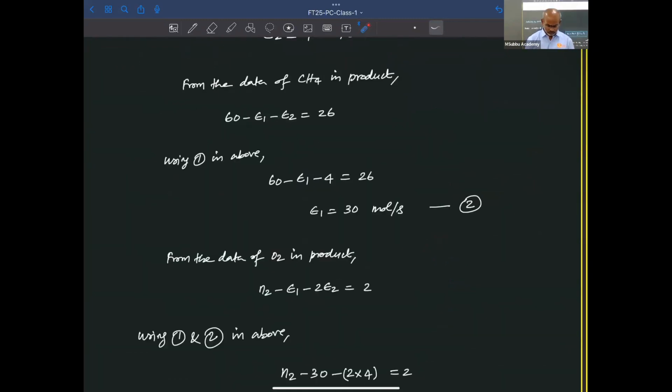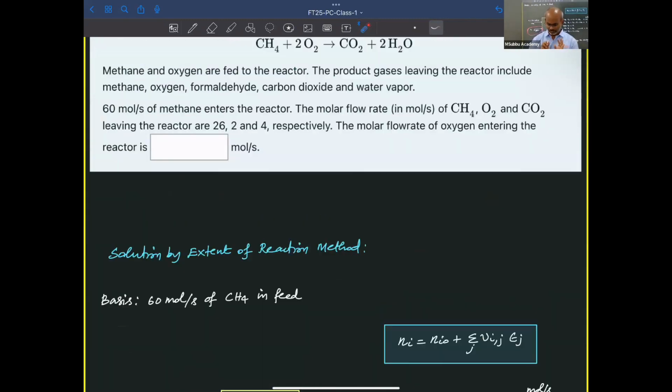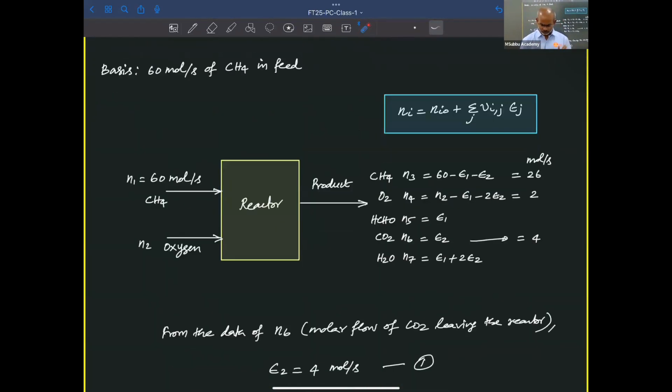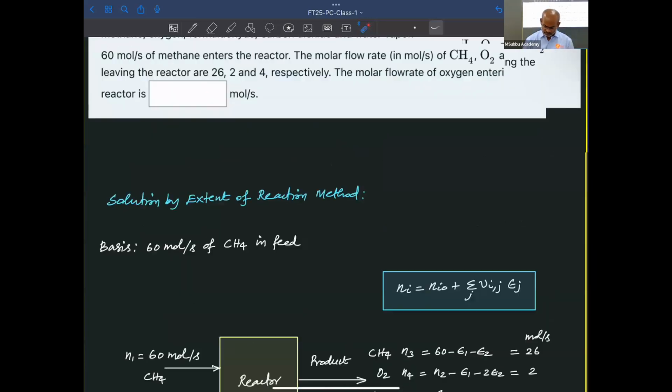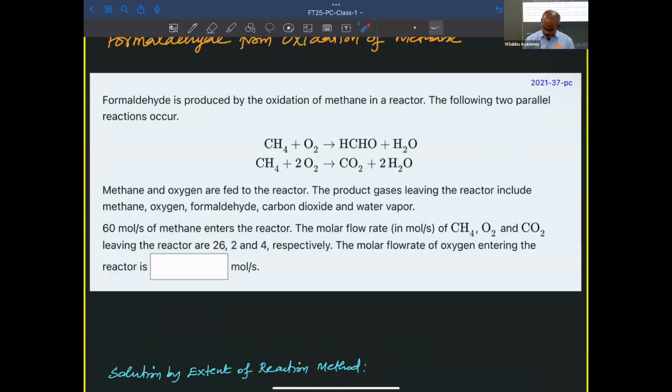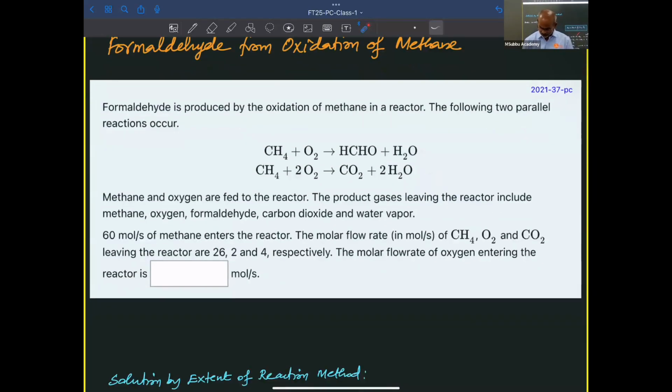We are simply solving for how much oxygen is entering the reactor. For that, we are writing the product contents in terms of the extent of reaction. Since there are two reactions, there is going to be an extent for the first reaction as well as for the second reaction.